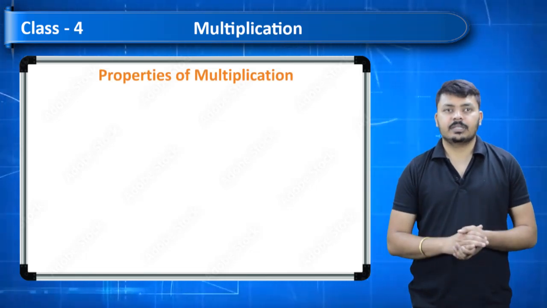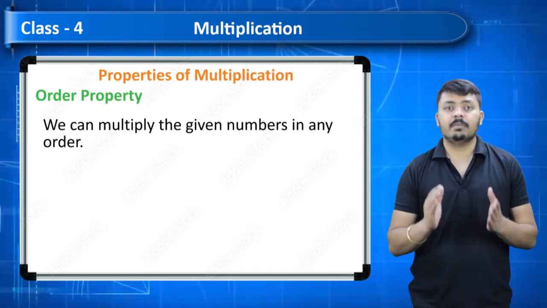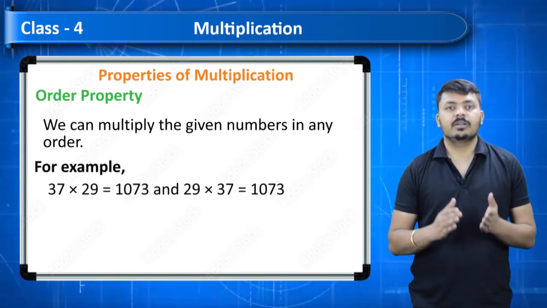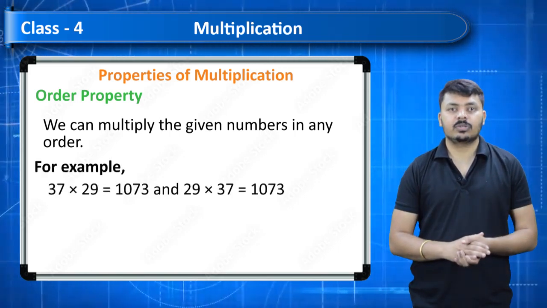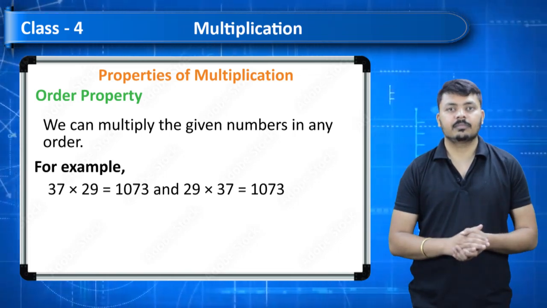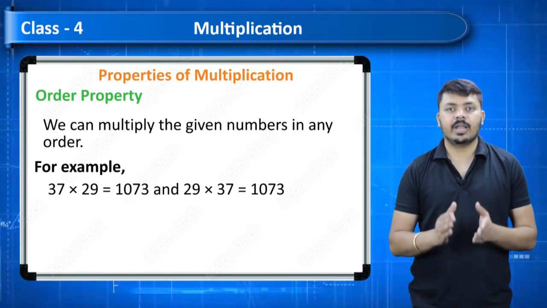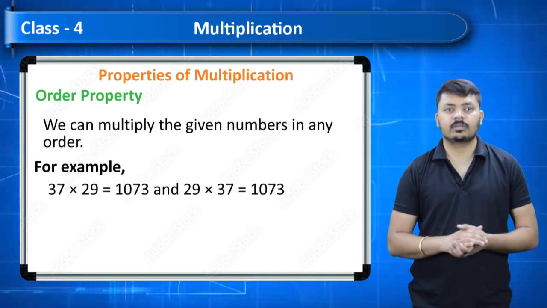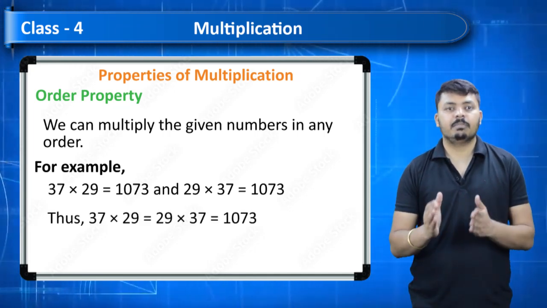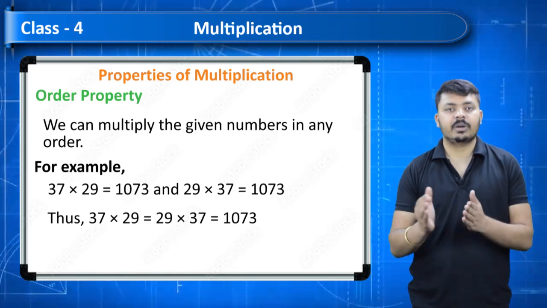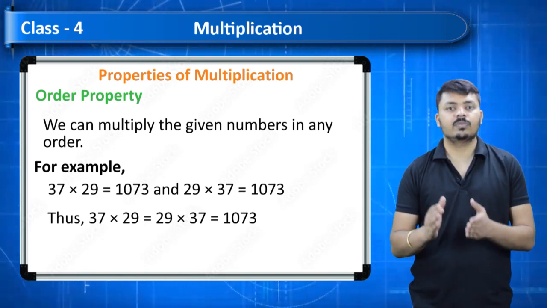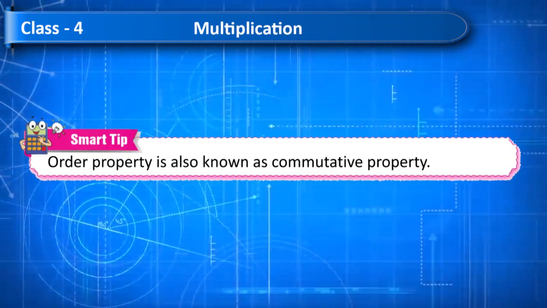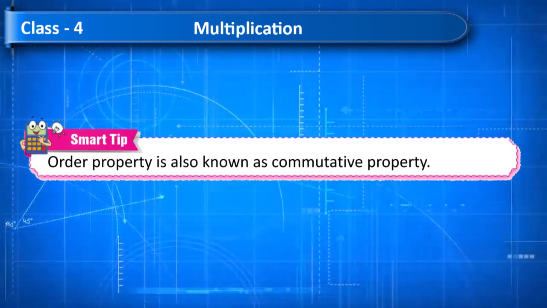Properties of multiplication. Order property. We can multiply the given numbers in any order. For example, 37 multiplied by 29 is equal to 1073 as product, and 29 multiplied by 37 is equal to 1073 as our product. Thus, 37 multiplied by 29 is equal to 29 multiplied by 37, that is equal to 1073. Order property is also known as commutative property.